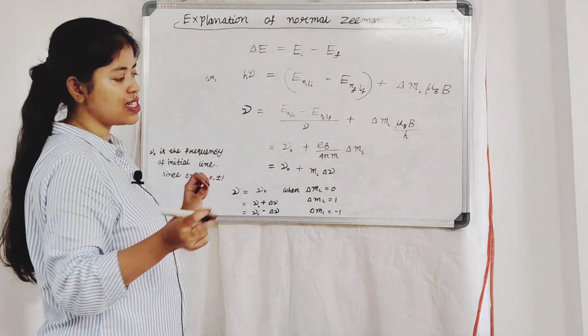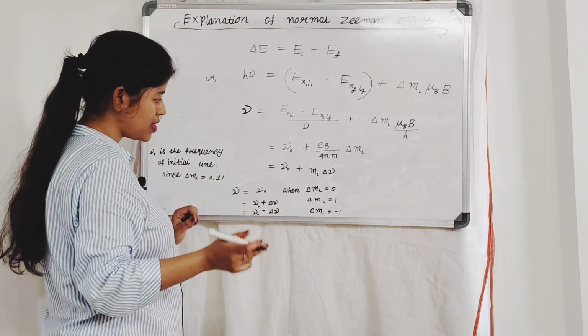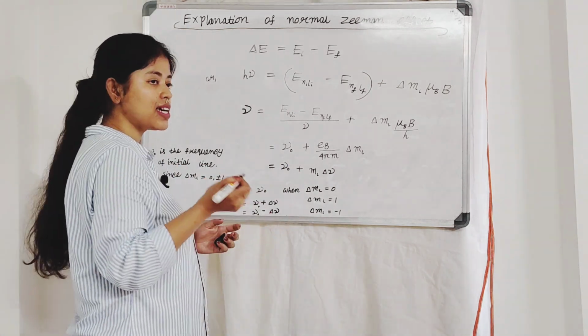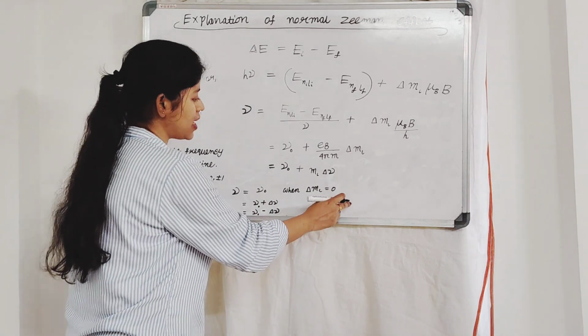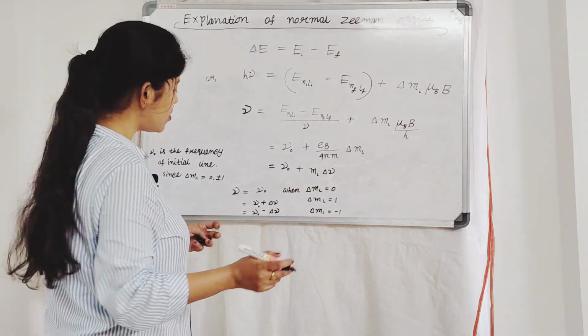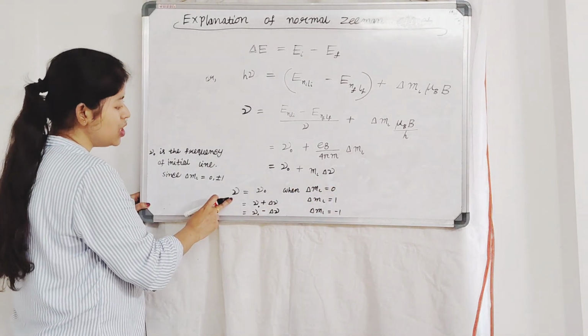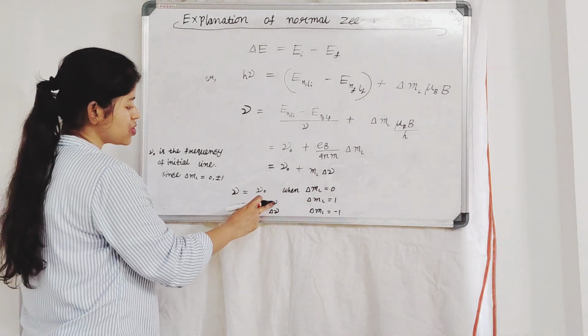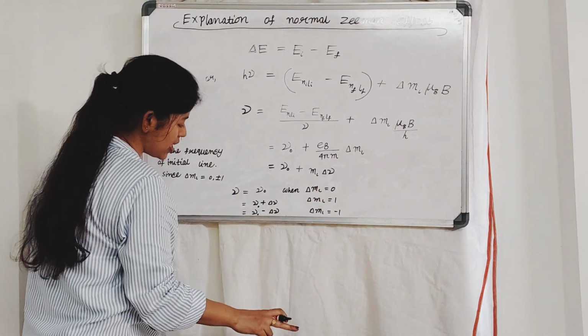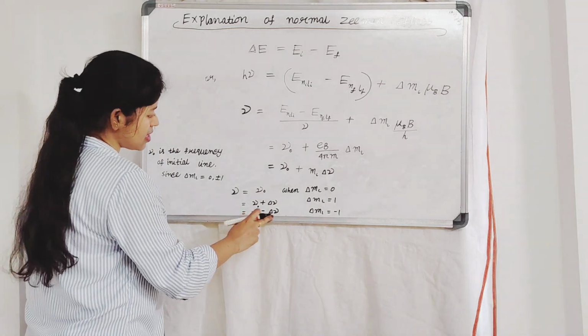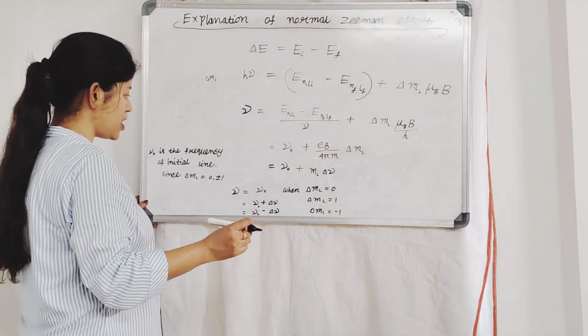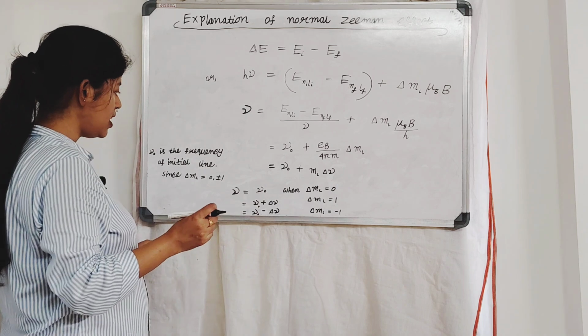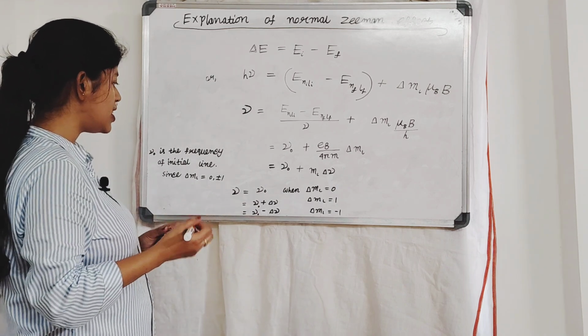So depending on the delta ml values, nu can take different values. As we know that delta ml can take three values, that is 0, plus 1 and minus 1, and depending on these values we get different values of nu. So nu equals nu 0 when delta ml is 0, nu equals nu 0 plus delta nu when delta ml is 1, and nu equals nu 0 minus delta nu when delta ml is minus 1. Here nu 0 is the frequency of the initial line.